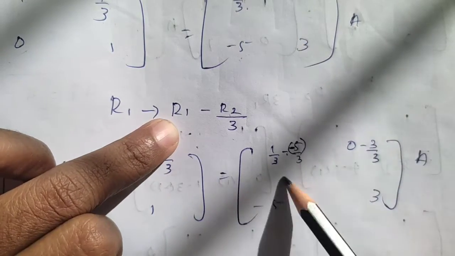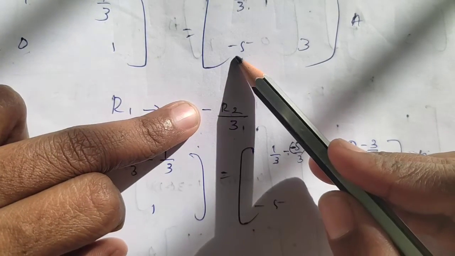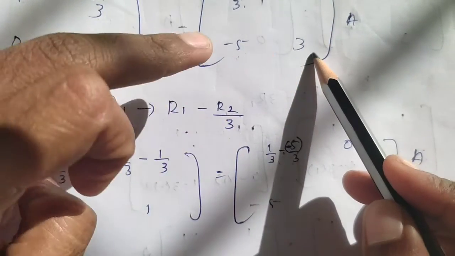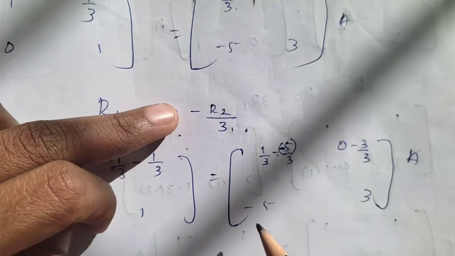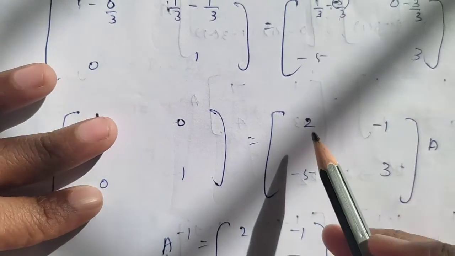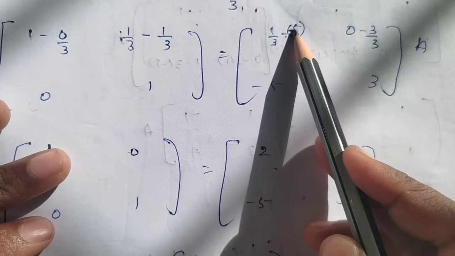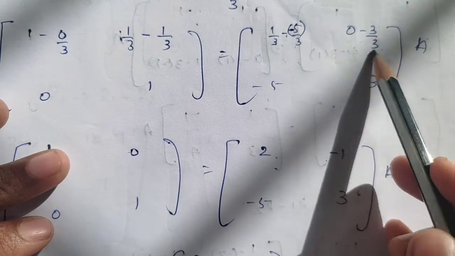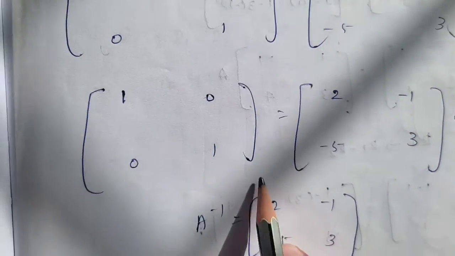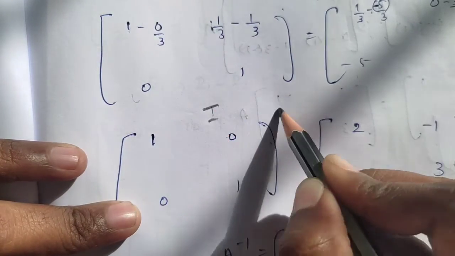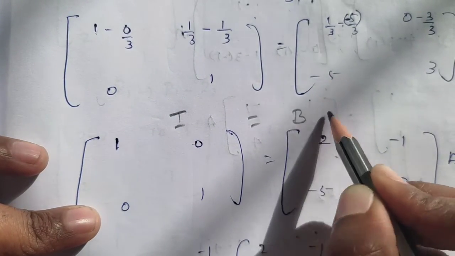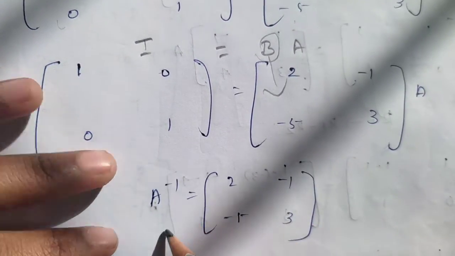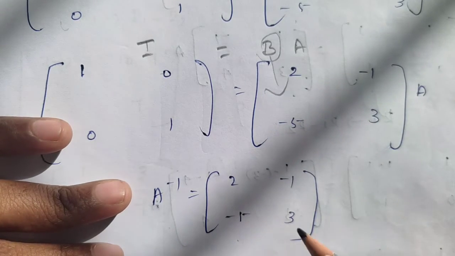So 1 by 3 minus, already minus is there, minus into minus 5 by 3. 0 minus, already 3 is there, 3 by 3. Minus 5, 3. On the next step, this will become minus into minus plus 1 plus 5, 6 by 3, that is 2. Minus 3 by 3, it is minus 1. So finally we brought the matrix A as I is equal to B into some A. So that B is nothing but our A inverse. So A inverse equal to 2 minus 1 minus 5, 3.